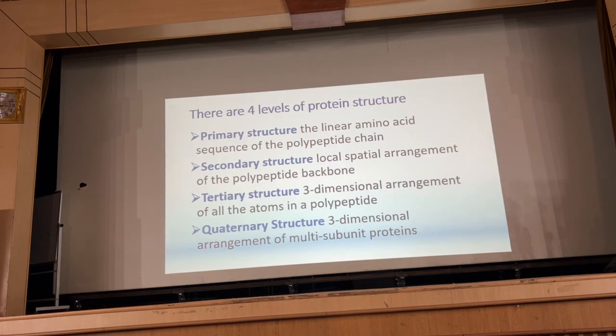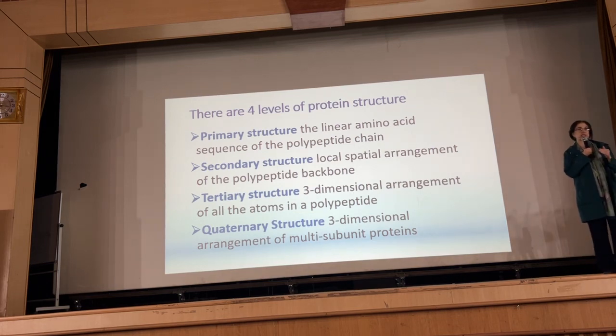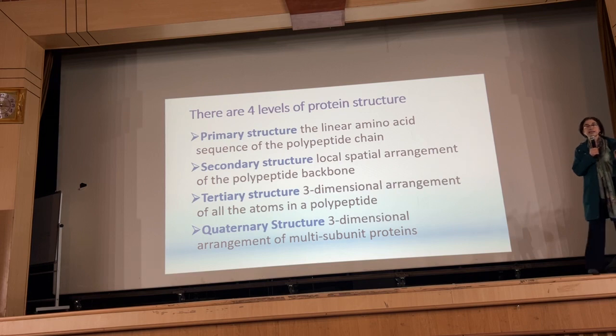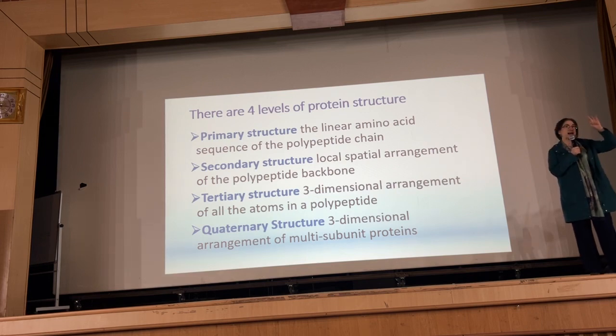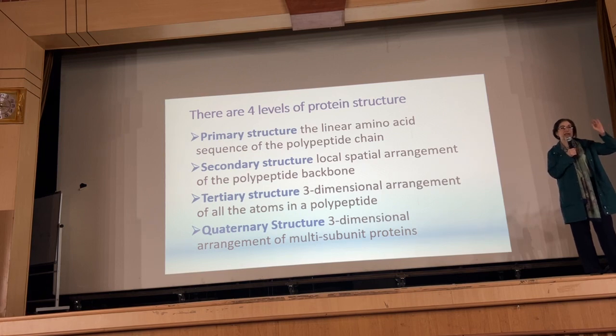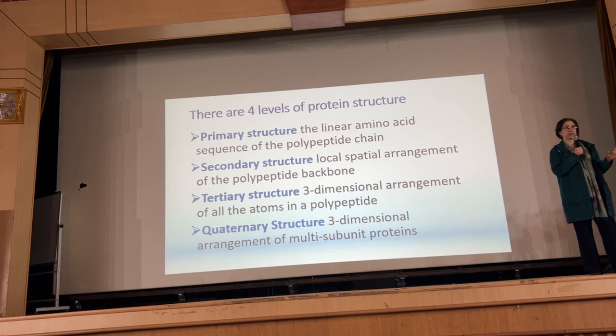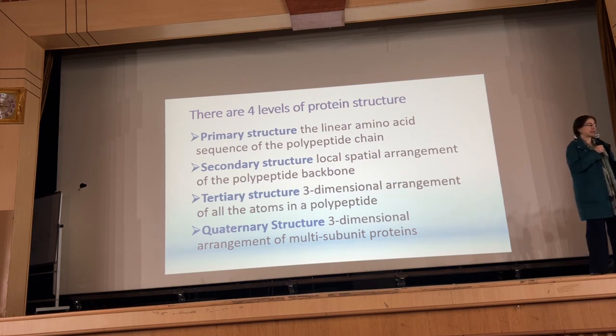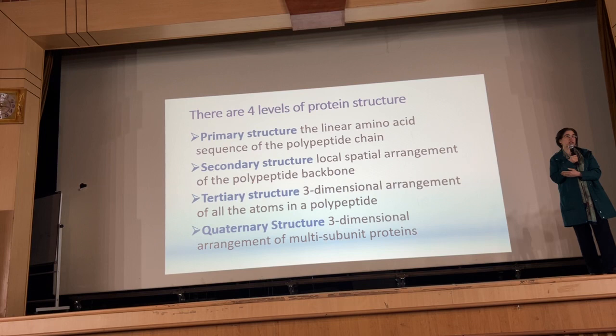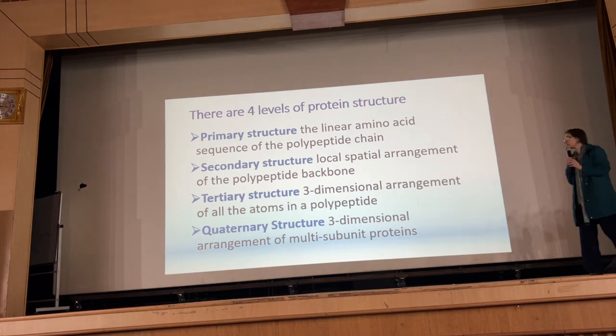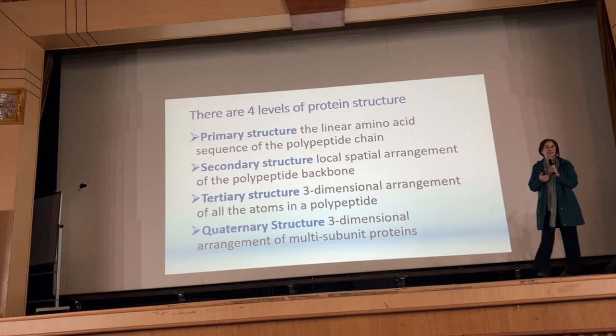Okay. So we have four levels of protein structure, starting from primary, ending with quaternary. Every single protein has at least three levels of structure: primary, secondary, and tertiary. Every single protein. Some proteins have another level of structure, which is a quaternary structure. Okay? Right. So what are these?